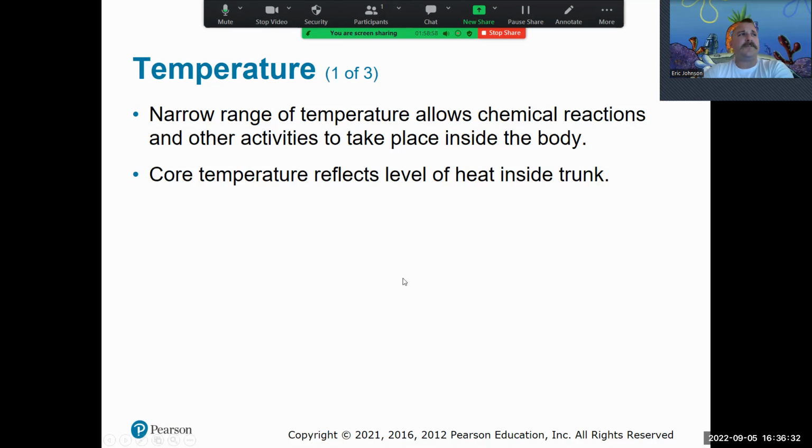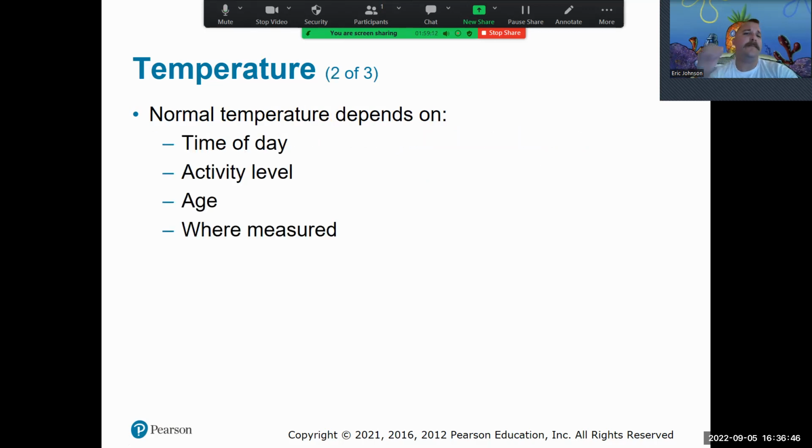So when we look at temperature, we have a couple different ways that we can measure it. Now, every agency is different. I'm just going to speak from my own agency. We use only external temperature monitoring as of now, because there's really no need for anything that's more aggressive than that. But it kind of depends on what the case of the call is, what time of day it is, what their activity level is, their age, and where they're measured is going to tell us where their temperature really is located.